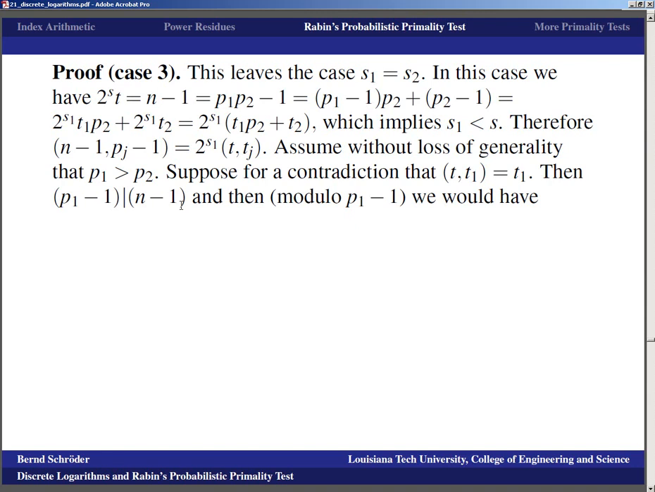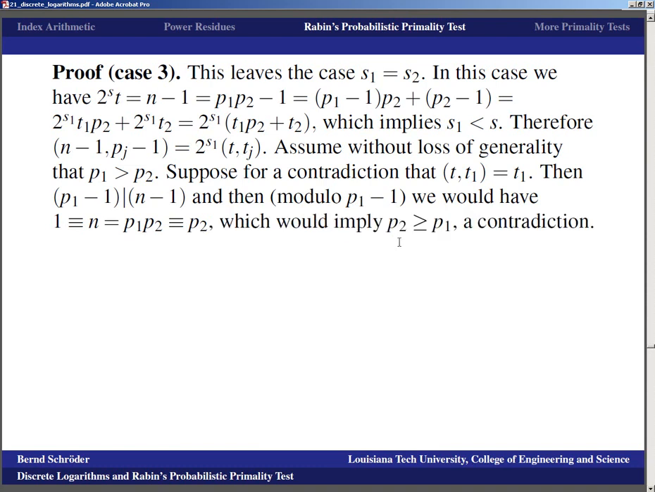That is because p1 minus 1 is 2 to the s1 times the greatest common divisor of t and t1. And so that would mean if that greatest common divisor is t1, then the greatest common divisor of these two numbers really is pj minus 1, because it would be 2 to the s1 times t1. So that means p1 minus 1 divides n minus 1, and then modulo p1 minus 1, we would have that 1 is equivalent to n, right, because that is the divisibility here. But n is p1 times p2, which is equivalent to p2 modulo p1 minus 1, because p1 is equivalent to 1 modulo p1 minus 1. And that would imply that p1 is greater or equal than p2, which is a contradiction, right?